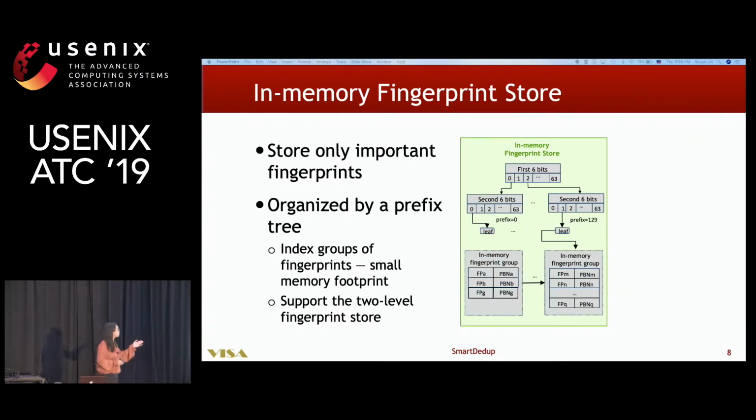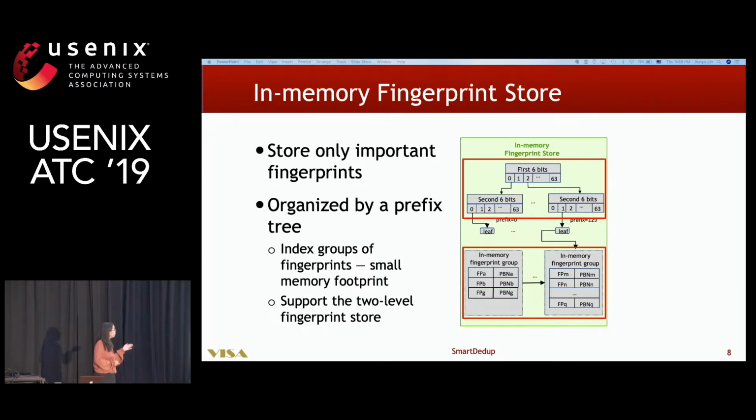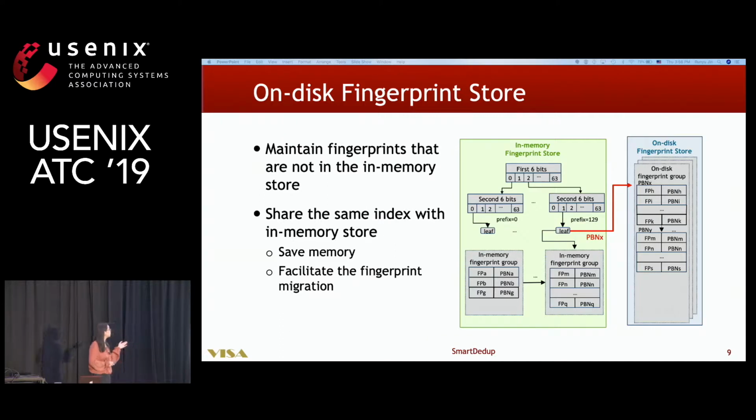This graph shows our in-memory fingerprint store design. You can see the first 12 bits of the fingerprint are used as the index, and all the fingerprints that share the same prefix are grouped together under the same leaf node in the in-memory fingerprint group. Then let's look at the on-disk fingerprint store.